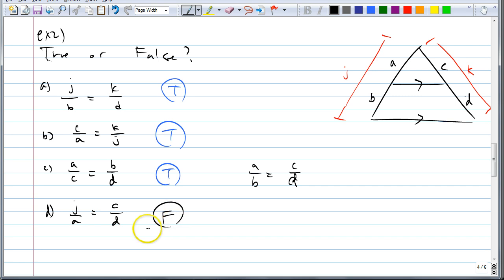This doesn't make any sense. A J to A C. Any question? Does this make sense? Yes? Alright. Let's look at the next example.